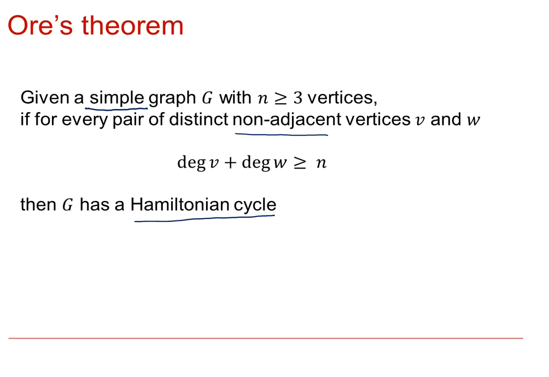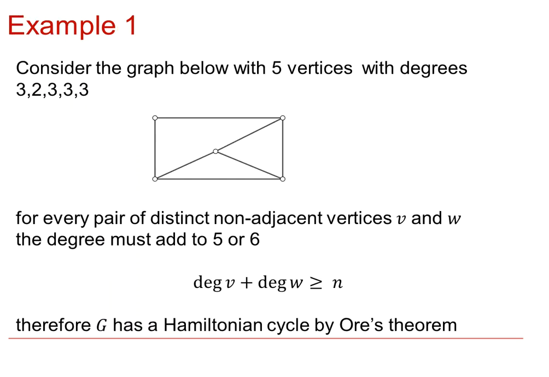So essentially, this theorem states that a graph with sufficiently many edges must contain a Hamiltonian cycle. Consider the graph below with 5 vertices with degrees 3 and 2 and 3 and 3 and 3.